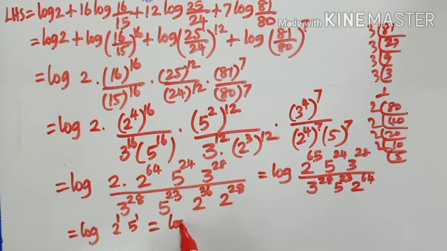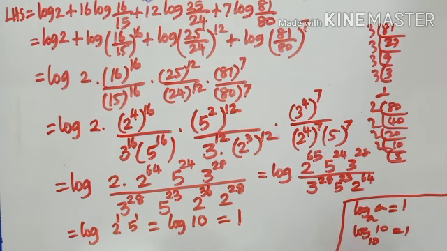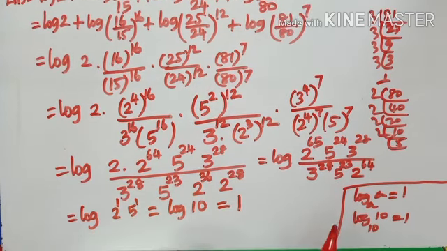Or I reduce it as log 10. And log 10, when we take the base 10, we know it is 1. Remember, log A base A is 1. Taking log 10 base 10 is also 1. So taking the base 10, this reduces to 1 and that is the answer.